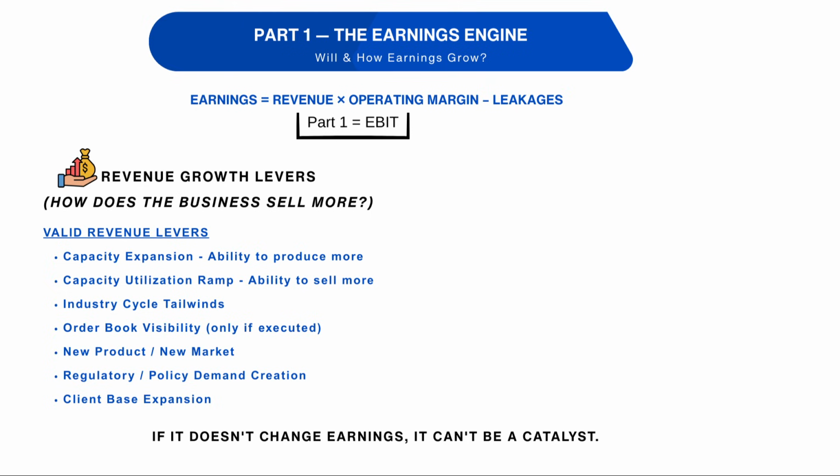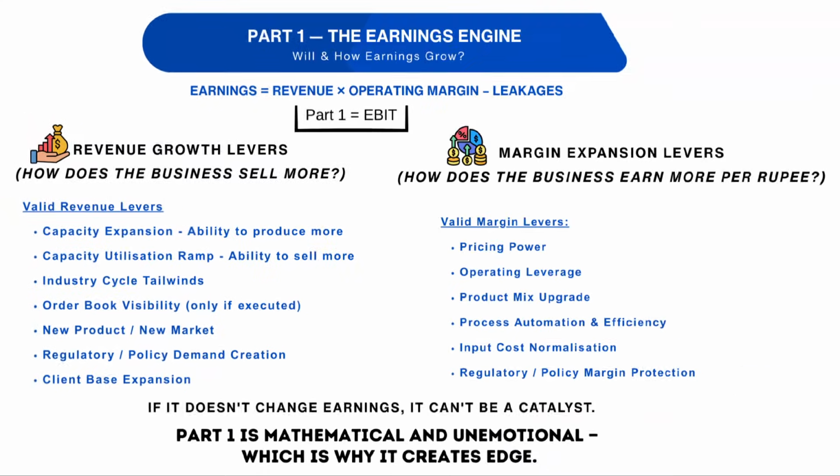Now that we have understood how revenue grows, the next question is even more important, which is how does the business earn more per rupee of revenue? And this brings us to the second part of the earning equation, which is the operating margin side of it. Earnings are not just about selling more, right? They are about keeping more. So let's talk about the margin expansion levers.